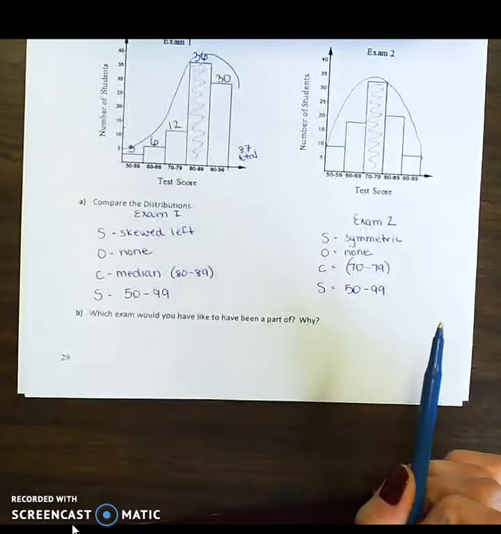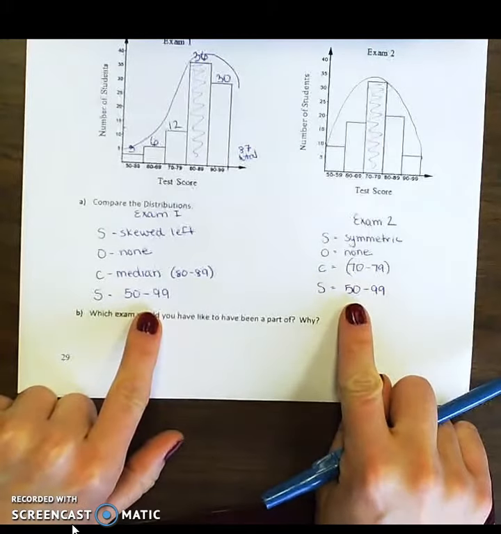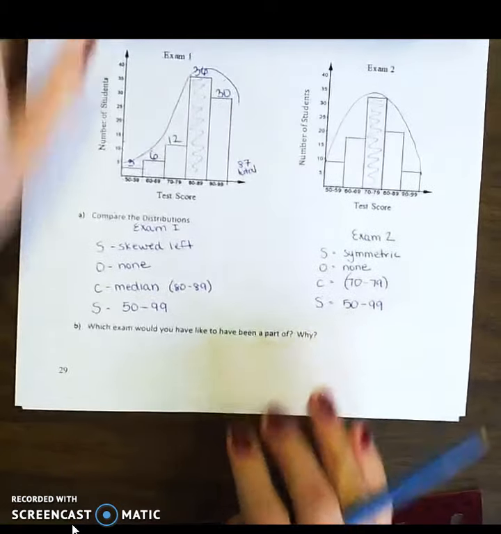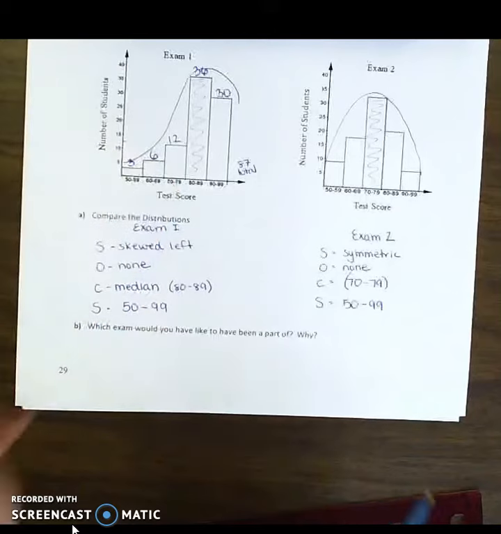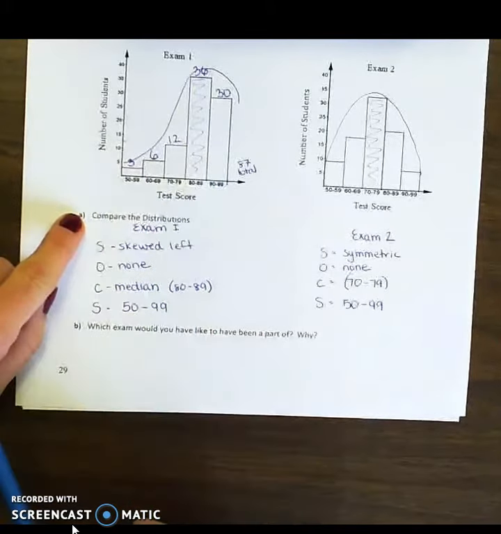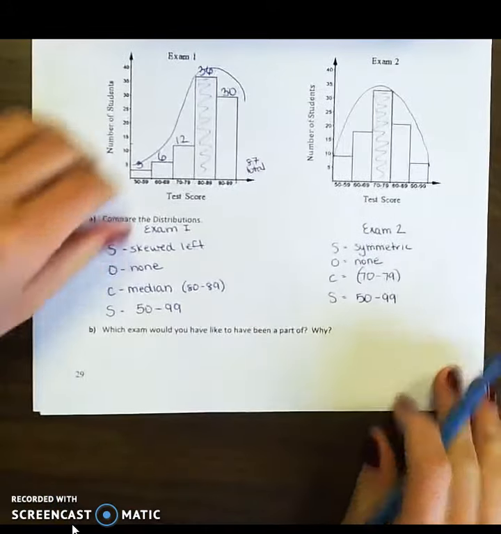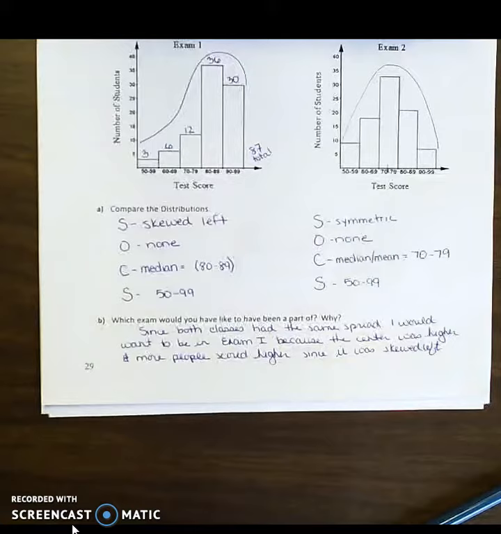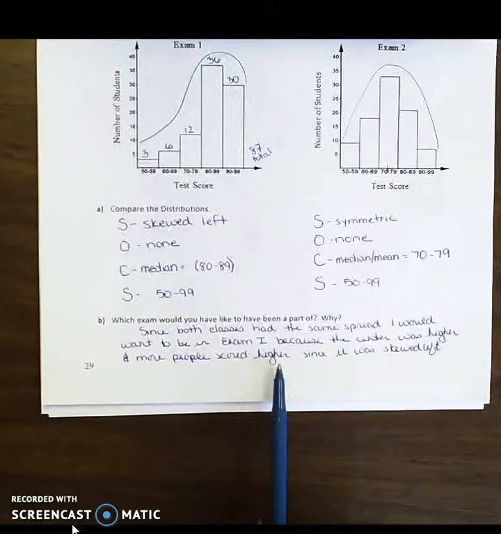So keep thinking, which one would you rather be part of? They have the same exact spread. In this case, I think I would have wanted to be part of exam number 1, since they have the same spread, the center is much higher in the first exam, so more people scored a higher grade in exam number 1. So since both classes had the same spread, I would want to be in exam number 1 because the center was higher and more people scored higher since it was skewed left.